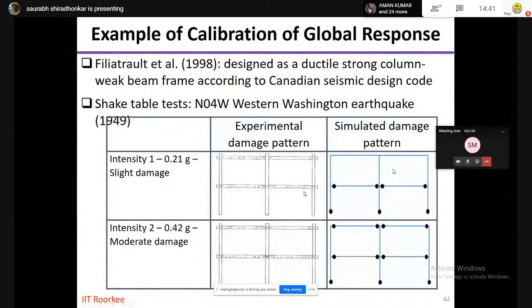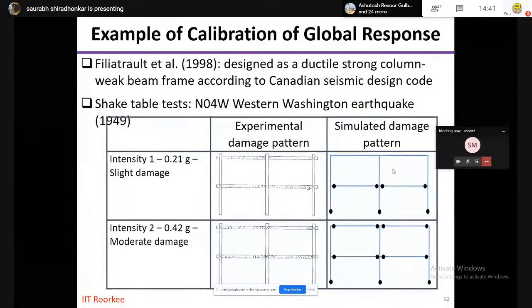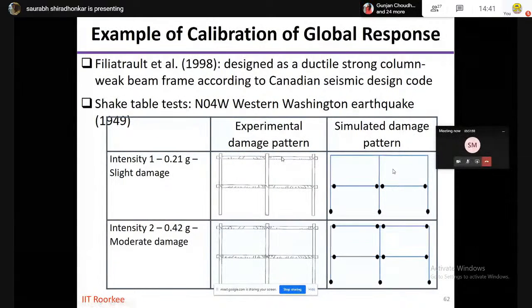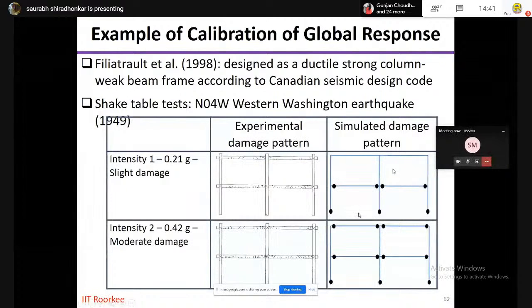Now I have got the data of such experimentation. I have modeled that building analytically, and then I applied the same ground motion to my analytical model which had been applied to the experimental building. Then I compared the analytical study with the experimental study, and I observed that the predicted damage from my model matches well with the experimental observations.